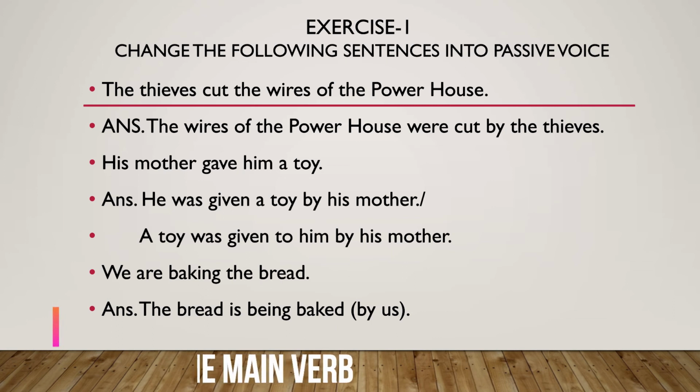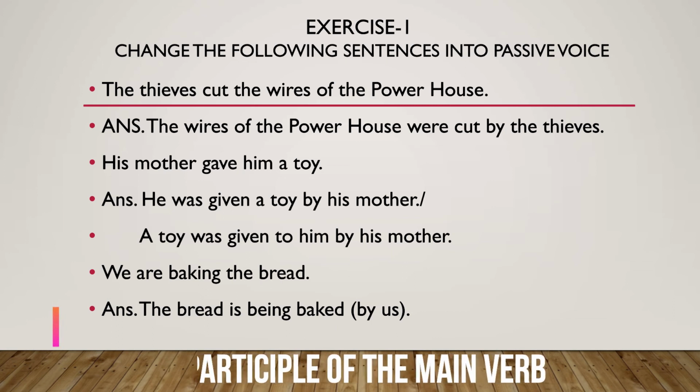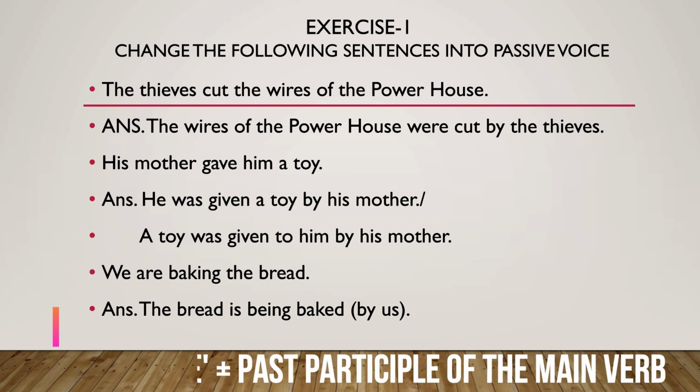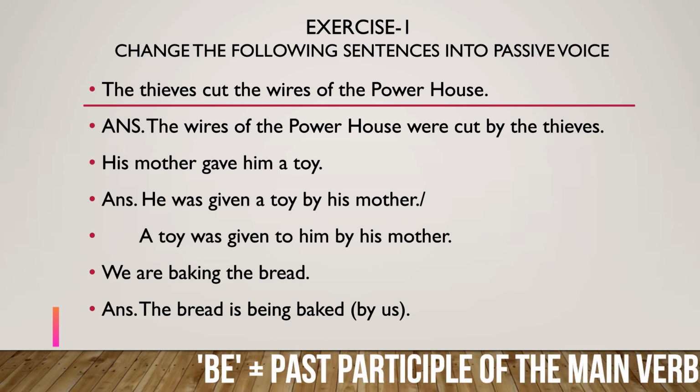Now, the rule number 3, the change in the form of the verb. In this sentence, there is the past simple tense. Don't get confused because the word cut, its second form of the verb is the same, cut. So, in the past simple, the passive verb form is was or were plus third form of the main verb. Here, the wires of the powerhouse are plural, so we will use were. So the wires of the powerhouse were cut, as the third form of the cut is the same, cut.